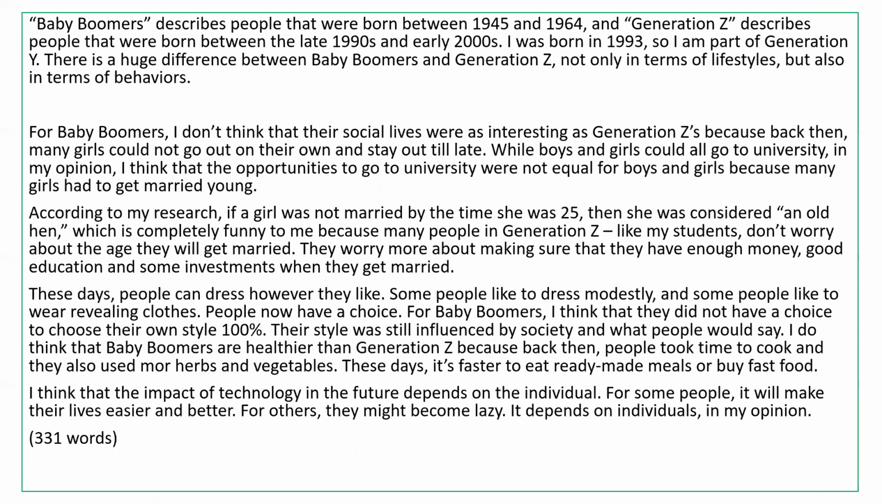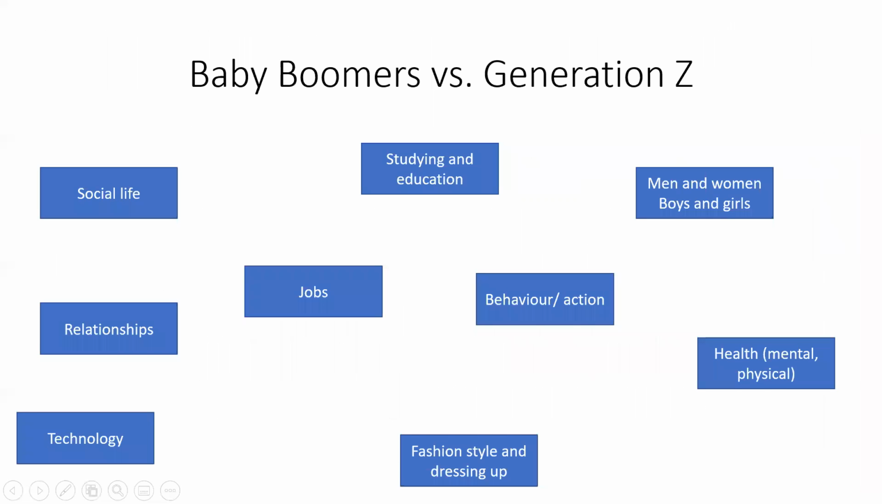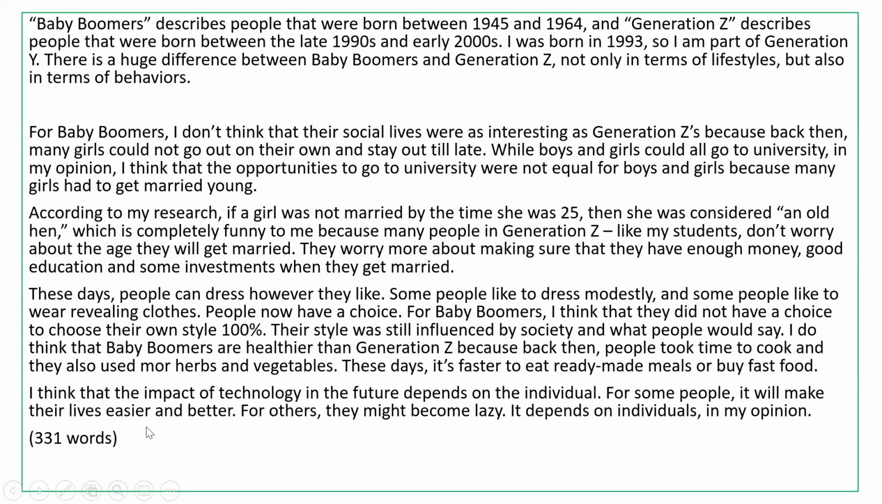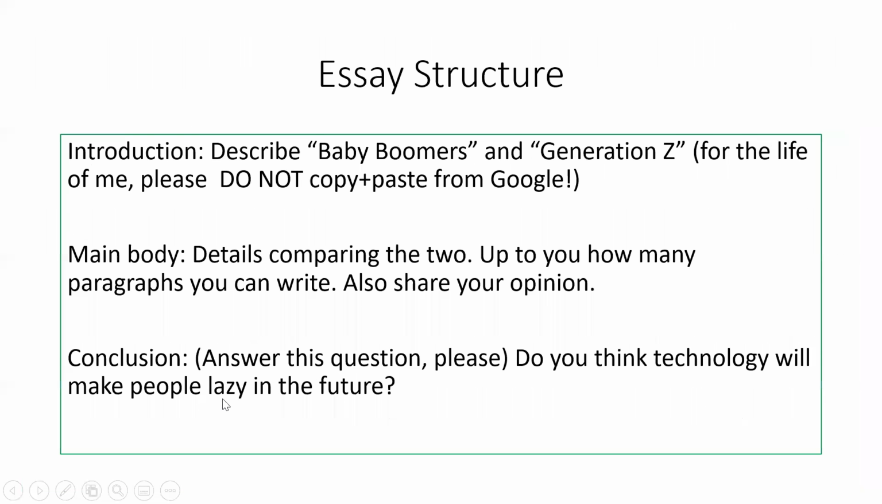Okay, so this is my example. Introduction, I'm going to describe or define baby boomers and Generation Z. I also explain which generation I am in. And then the main body, 1, 2, 3, I wrote 3 paragraphs. I will compare baby boomers and Generation Z. That's you guys. I used some, not all of them. I used some of the ideas here, okay? And the wording is up to me. Conclusion, I just answered the question. Do you think technology will make people lazy in the future?